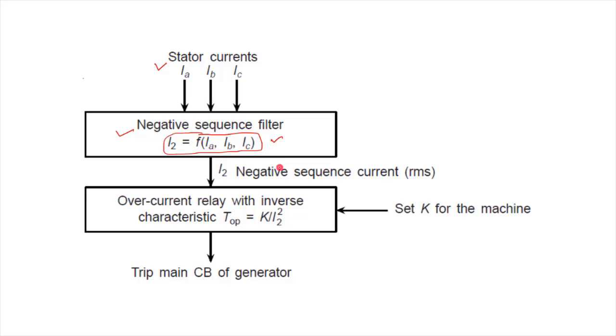After calculating the negative sequence component, this I2 is fed to the overcurrent relay with the inverse characteristic, that is T operating equal to K by I2 square, and K is set for every machine based on its capability to dissipate the heat energy. If it is less than or equal to this, then it is fine. If it is greater, then the circuit breaker trips. So this is the algorithm or implementation process for the protection scheme for unbalanced conditions in a generator.